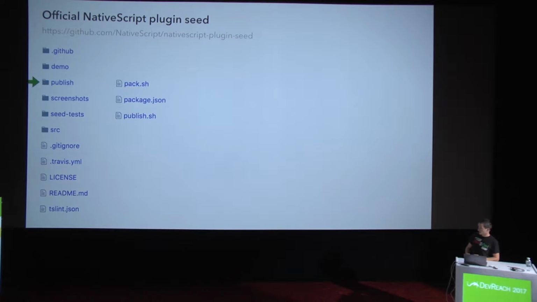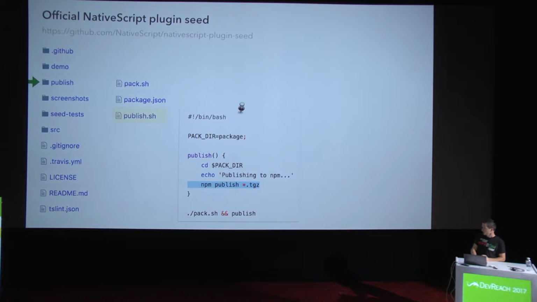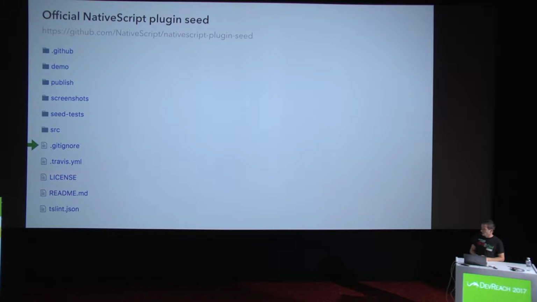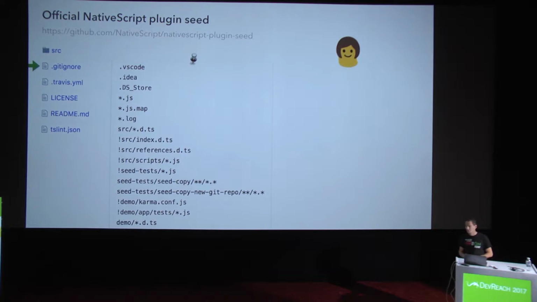And then there's this publish folder. If you're confused about how to publish anything to npm or what you need to publish anyway, this script will take care of it for you. So that's also pretty convenient. And there's a git ignore file. I didn't have that a few years ago, and then you put up all kinds of awkward local folders on your GitHub. You don't really want that.